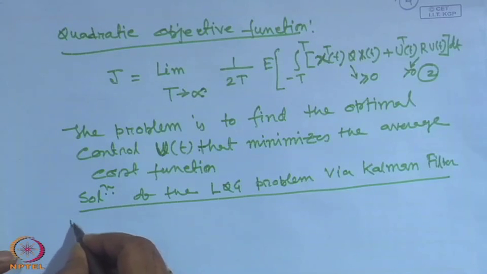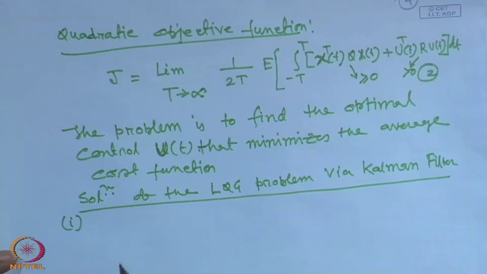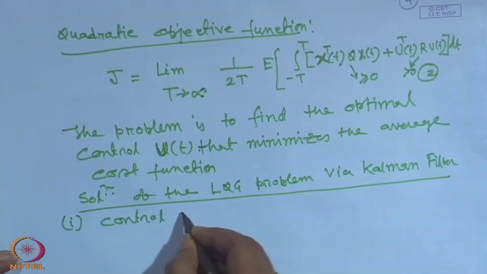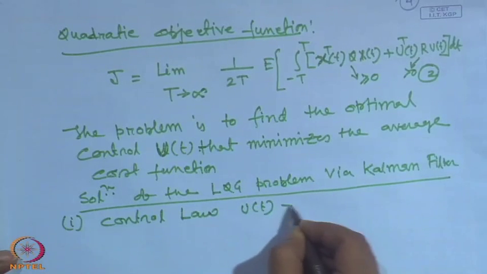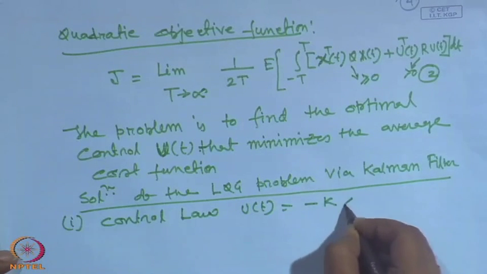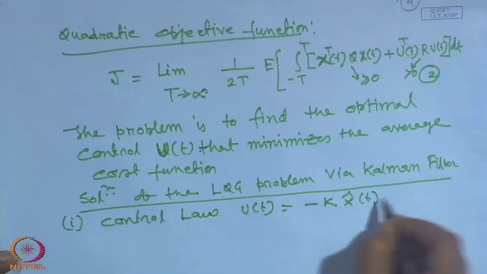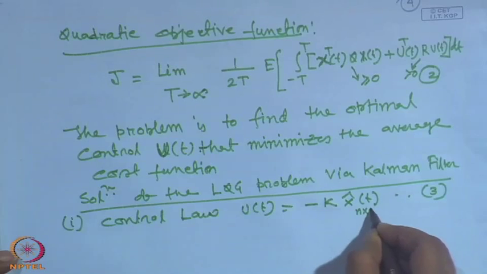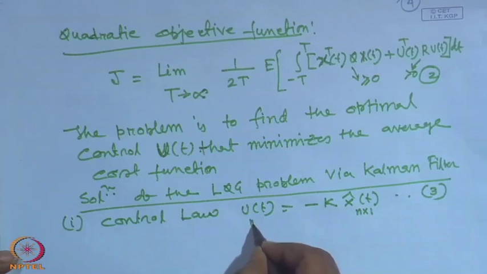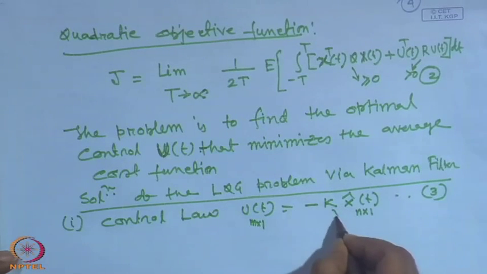So, the first step is the control law. Our control law is u of t equal to minus K x hat of t. Let us call this equation number 3. The dimension of x hat is n cross 1, and since u is m cross 1, the dimension of K must be m cross n.